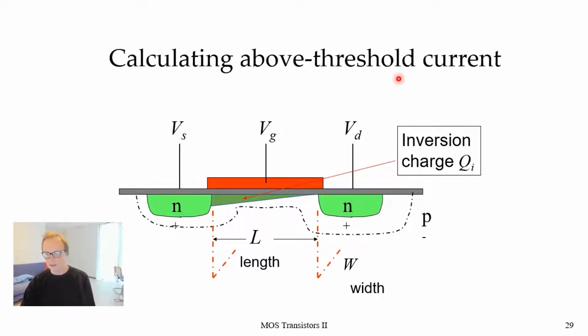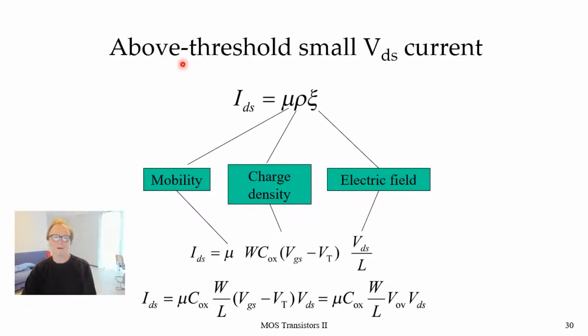But now to calculate the above threshold current, we're going to start with the simplest situation where the drain to source voltage is small. So here's the above threshold small VDS current. Well, it's just the drift current. So the drain source current is just the mobility times the actual charge density times the electric field. And now we can just write that down. It's a very simple equation.